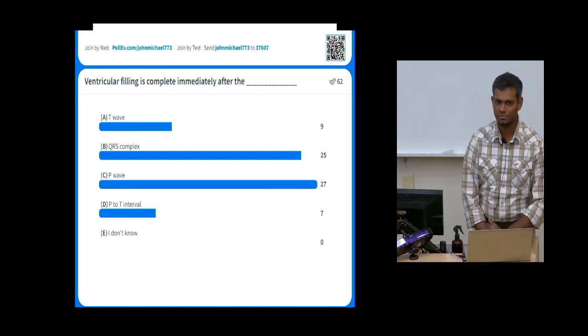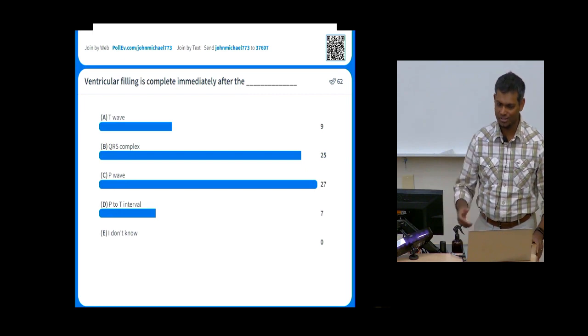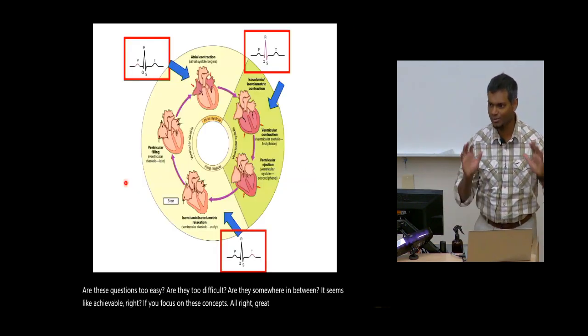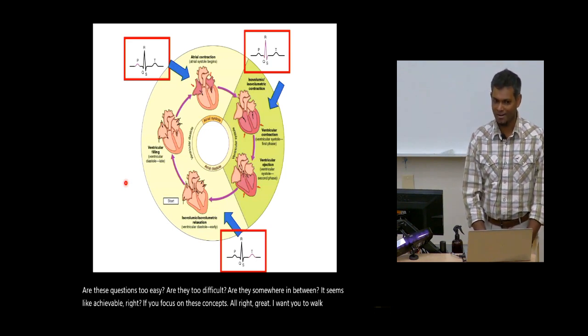Is that clear, folks? Are these questions too easy? Are they too difficult? Are they somewhere in between? It seems achievable, right, if you focus on these concepts. All right, great. I want you to walk out of this room with hope, right?